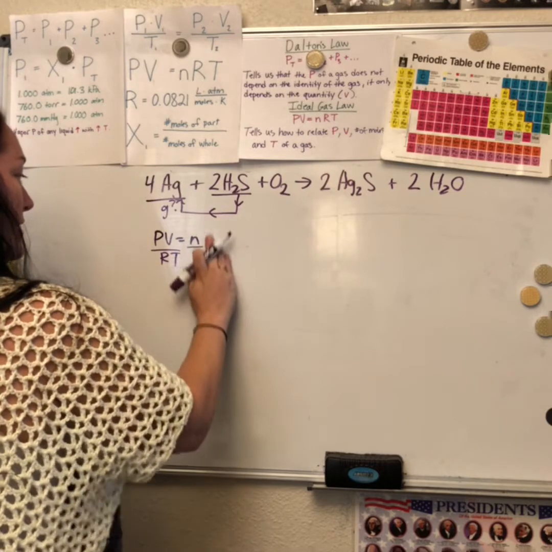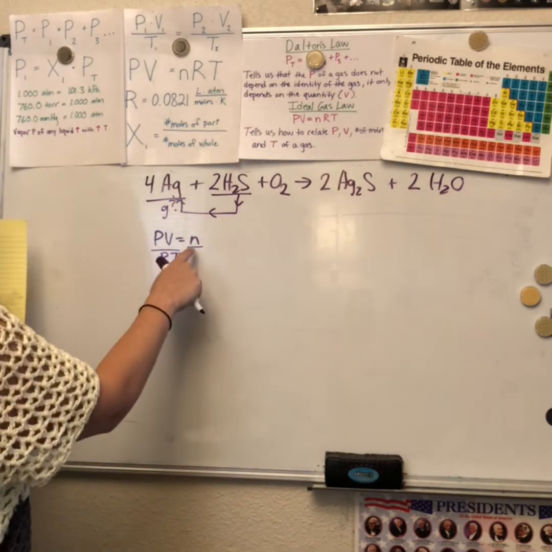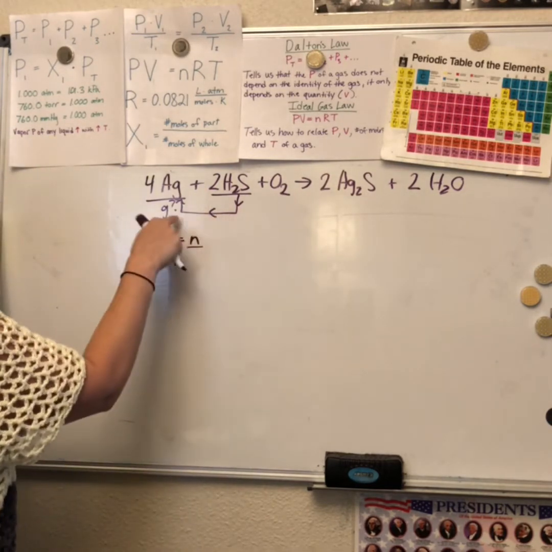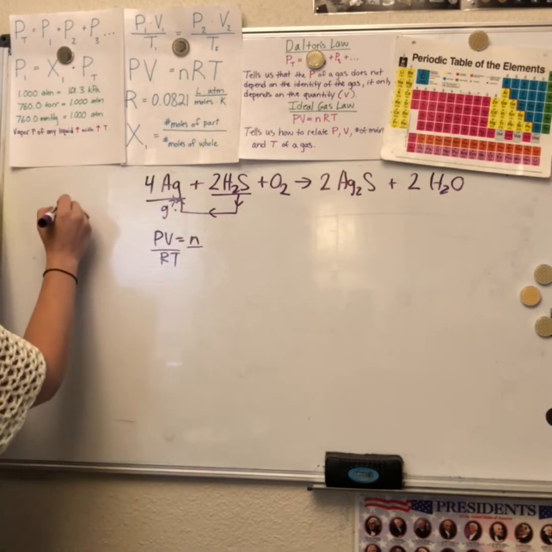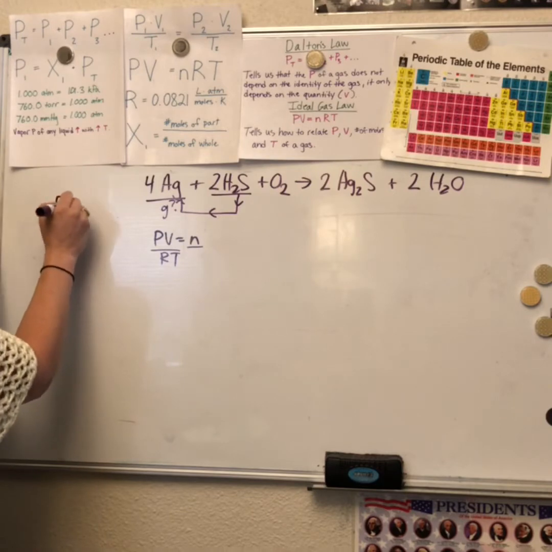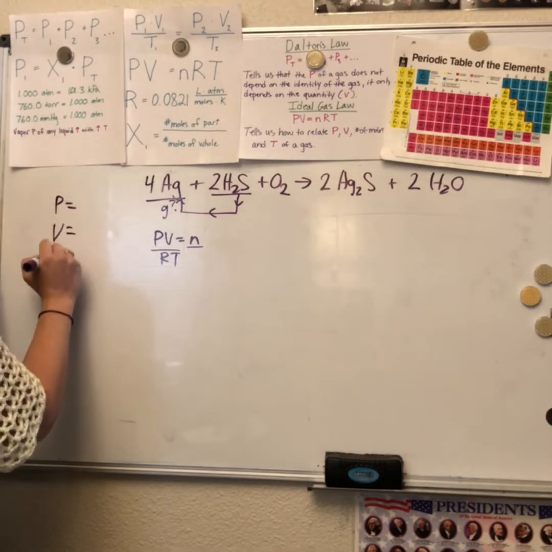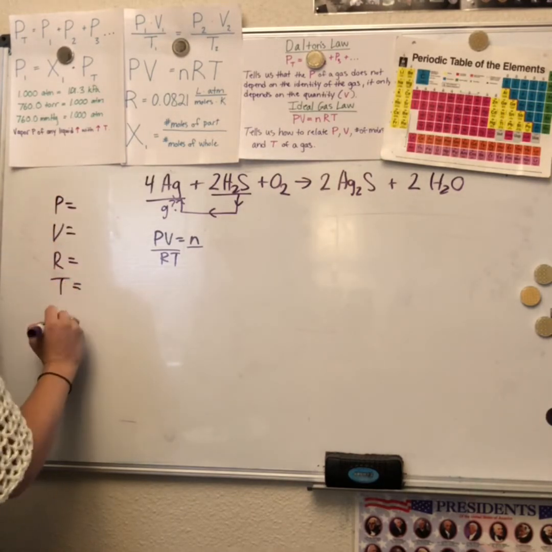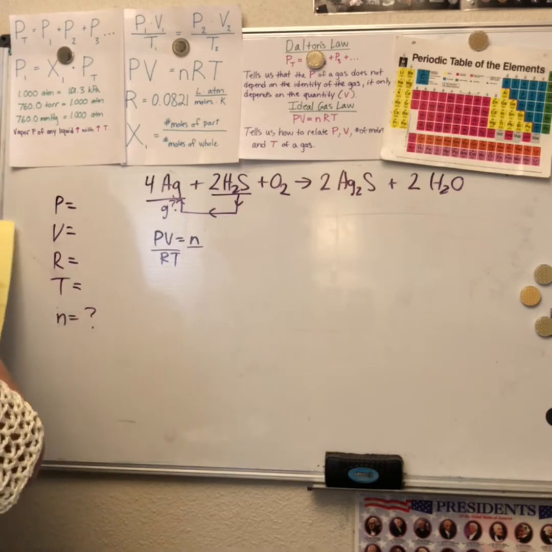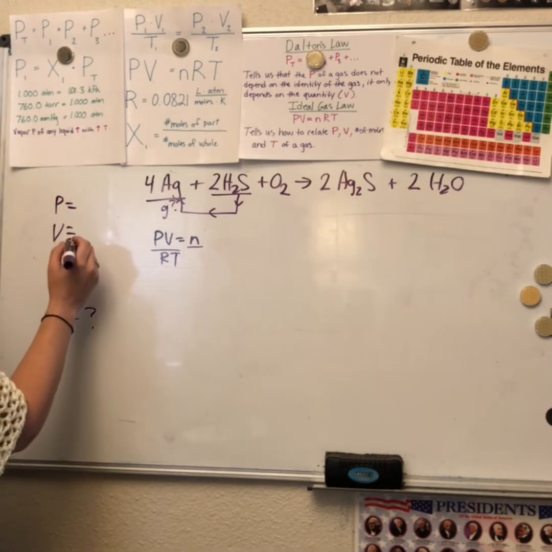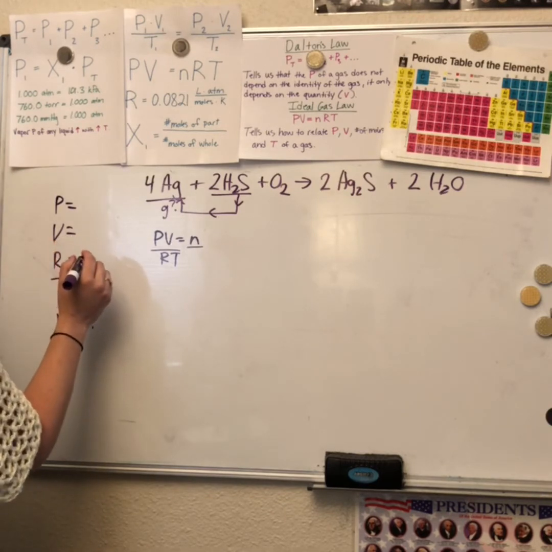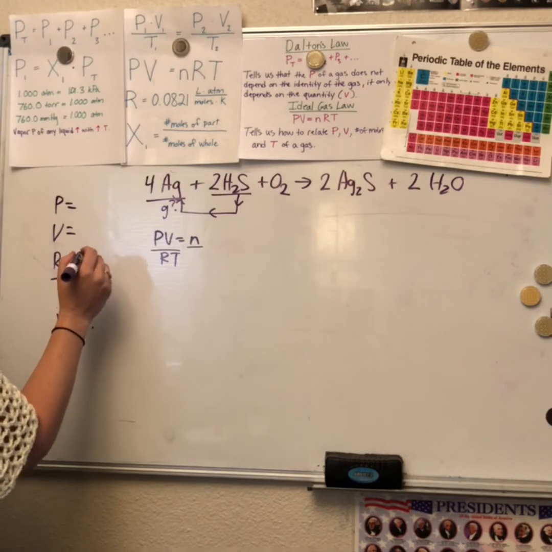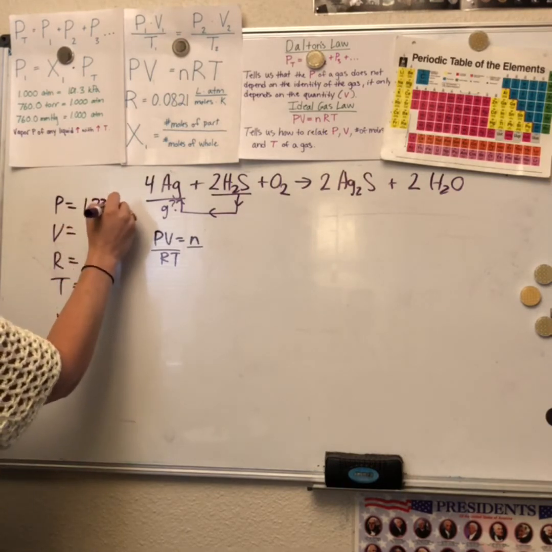So I'm going to go ahead and erase that. So really, if I solve for n, I can go from moles to moles, moles to grams, and the rest is stoichiometry. So let's go ahead and list our stuff off to the side. We have pressure, volume, R, T, and we're looking for that n right here. So the pressure they gave us is, let's see, I'm looking at the wrong one. 1.23 atmospheres.